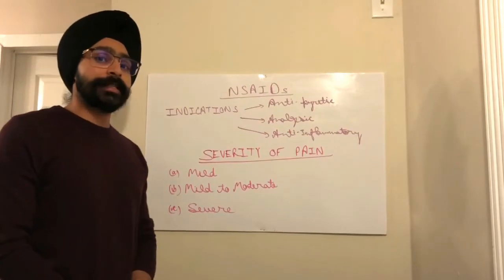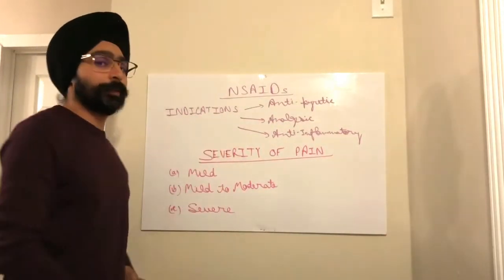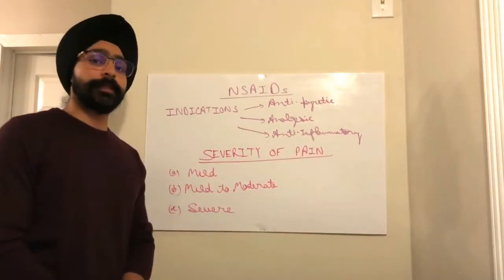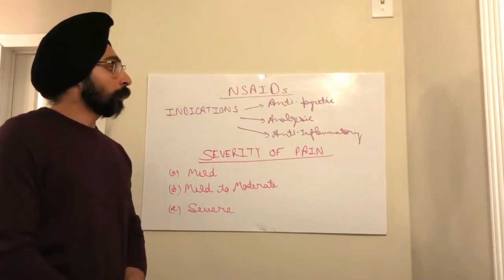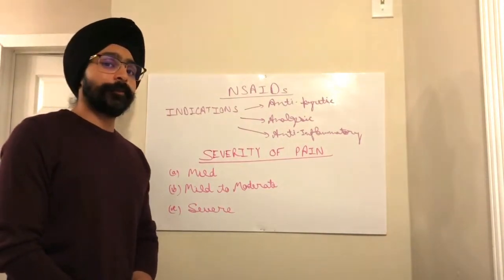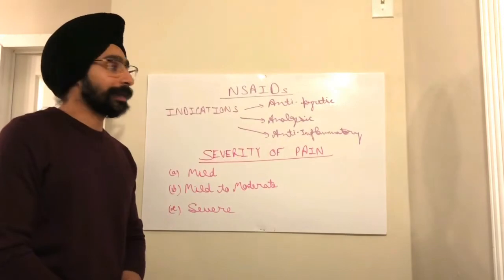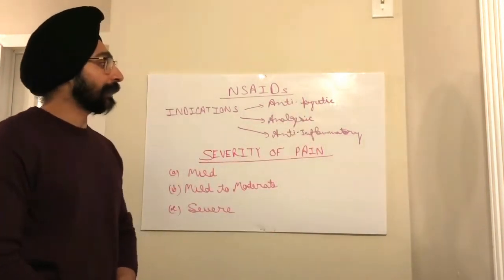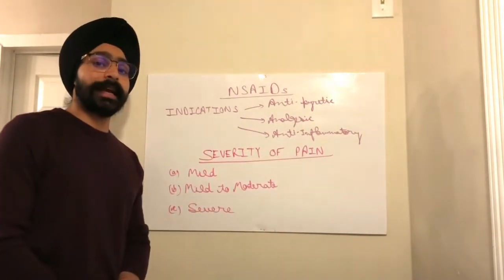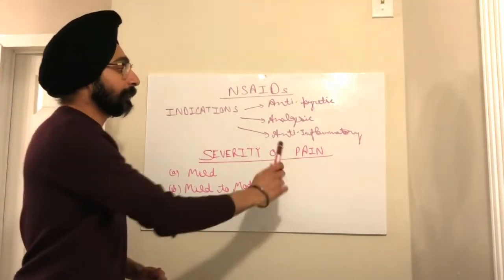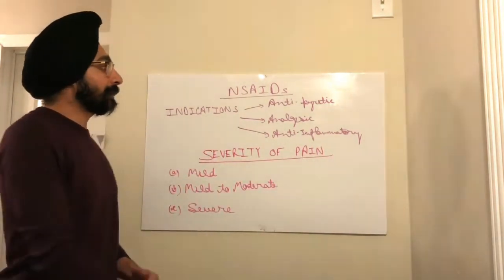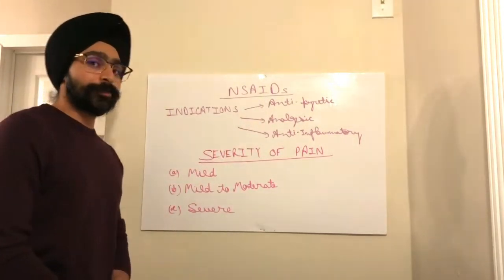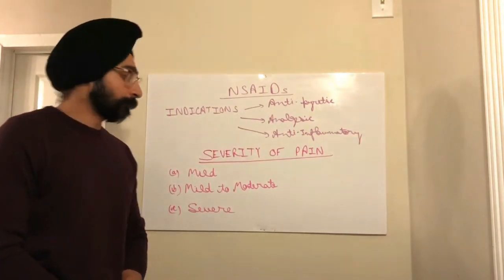Let's start with NSAIDs. What are the indications of the NSAIDs? The first indication is antipyretic. This means if a patient has fever, to get relieved from the fever, the patient is given NSAIDs. Pyretic means fever, so anti-fever. The second is analgesic, that is, it acts as a painkiller. The third is anti-inflammatory. As indicated from the name, non-steroidal anti-inflammatory drugs, these drugs help to alleviate inflammation.